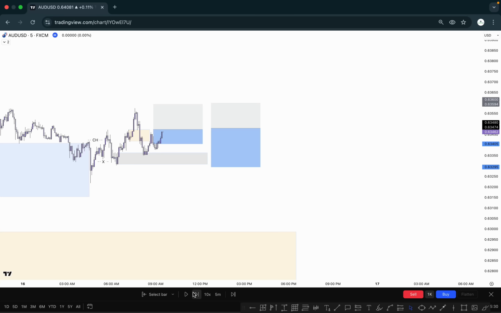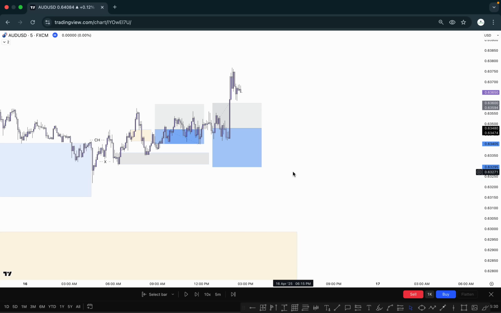And then what happened here? And look at this one, the market is trying to go higher, and this is our structure forming here, and the market is trying to go higher and higher and higher. Look at this one, how price is reacting at this point.